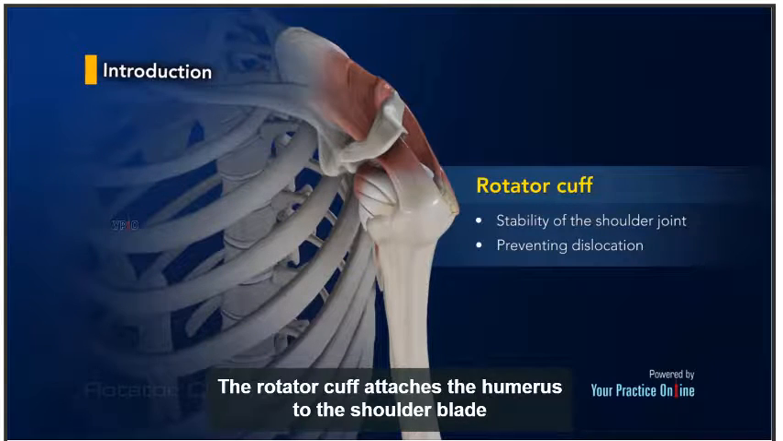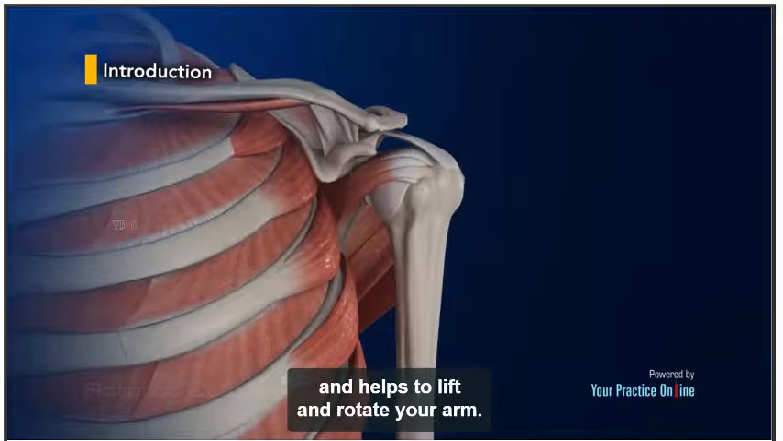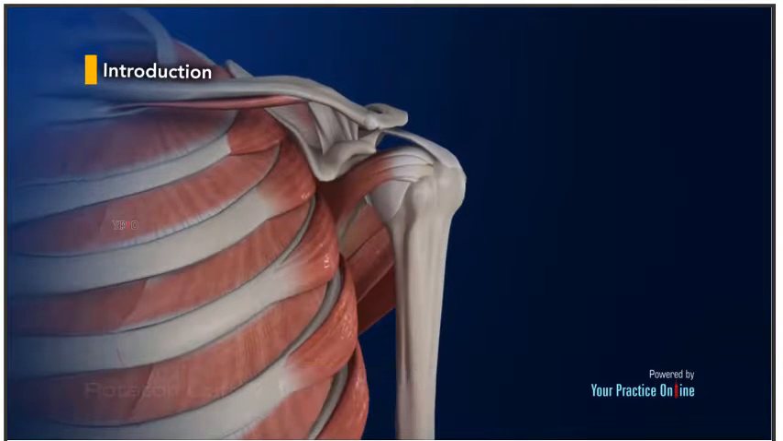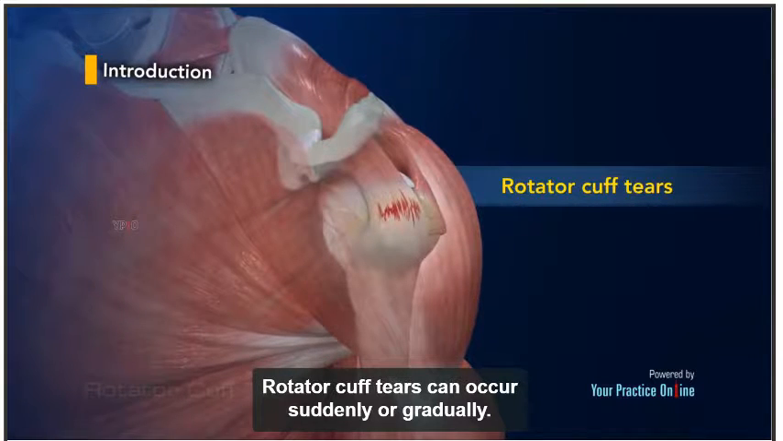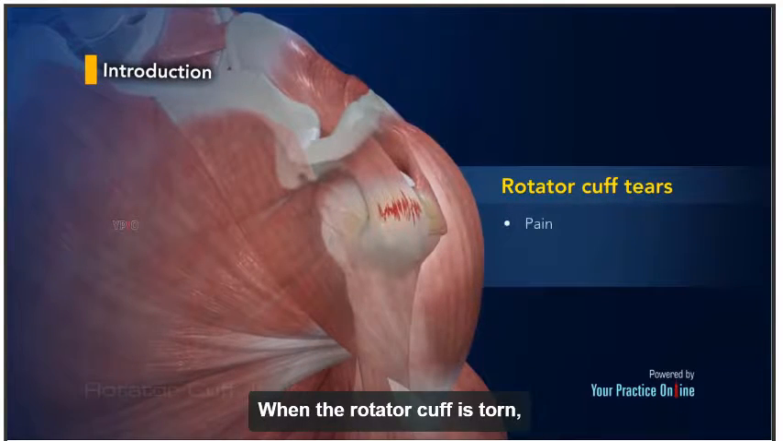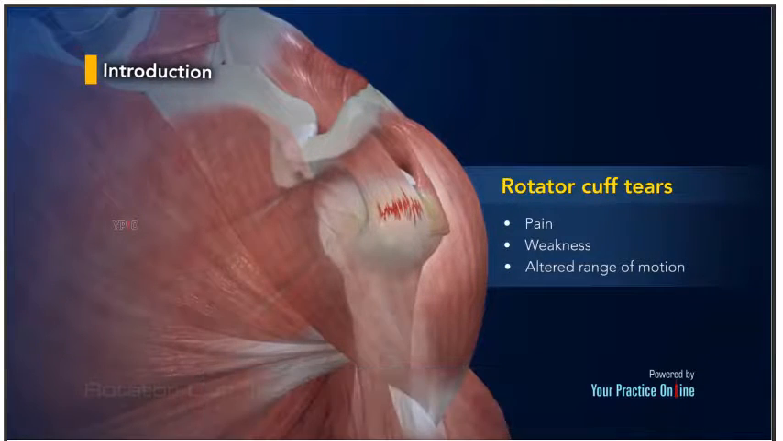The rotator cuff attaches the humerus to the shoulder blade and helps to lift and rotate your arm. Rotator cuff tears can occur suddenly or gradually. When the rotator cuff is torn, pain, weakness, and altered range of motion can result.